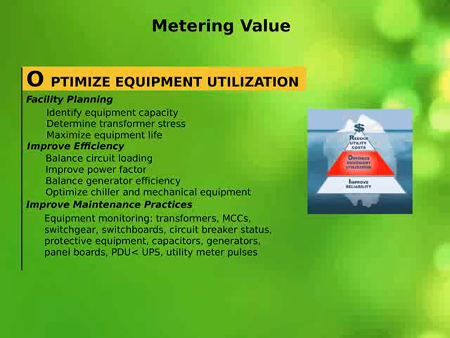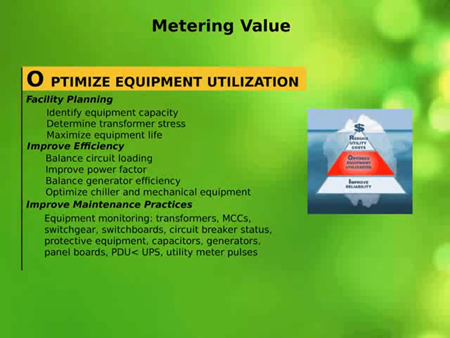The next dimension, optimizing equipment utilization. Again, the major pillars here are facility planning, improved efficiency, and improving maintenance practices. Under the facility planning, again, you're looking to identify equipment capacity properly with basic loads that you may want to and or equipment that you may want to monitor individually. Determine things such as transformer stress, and also maximizing equipment life.